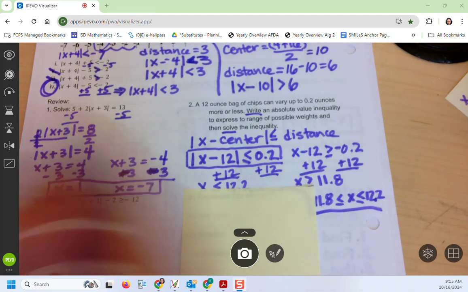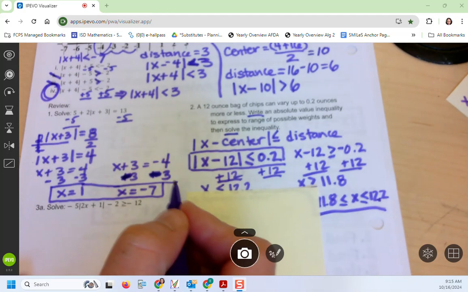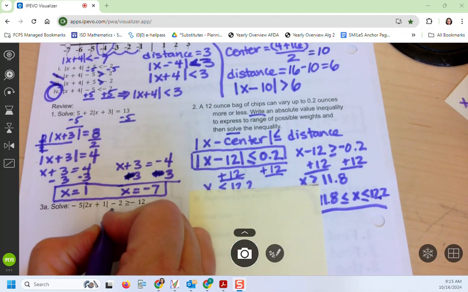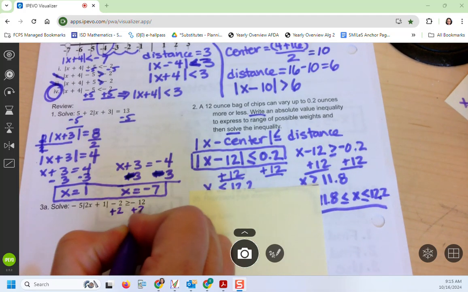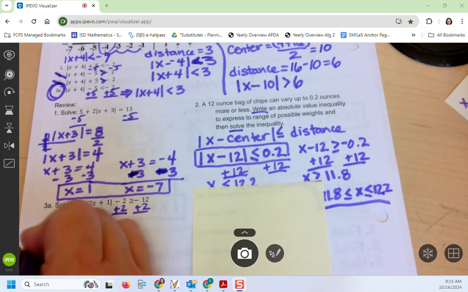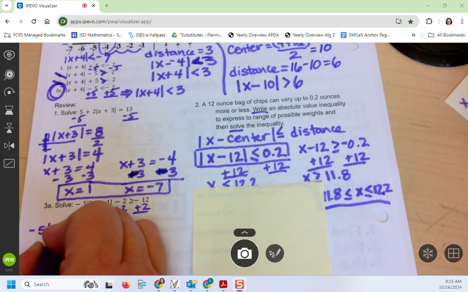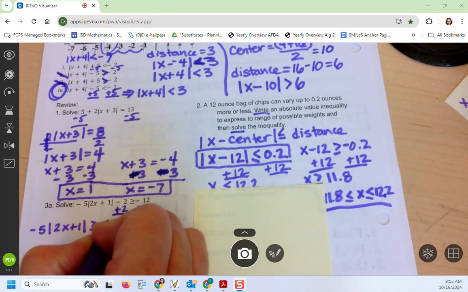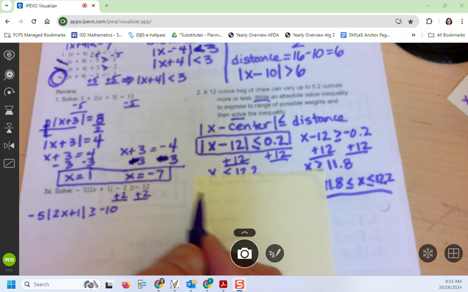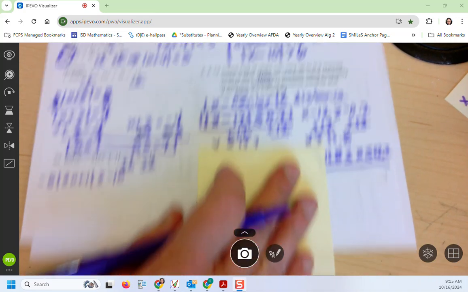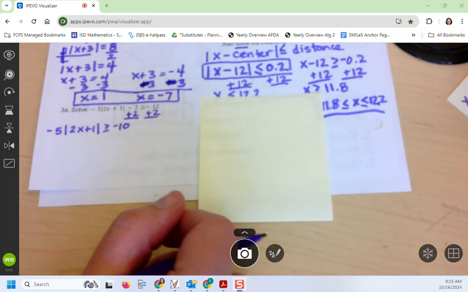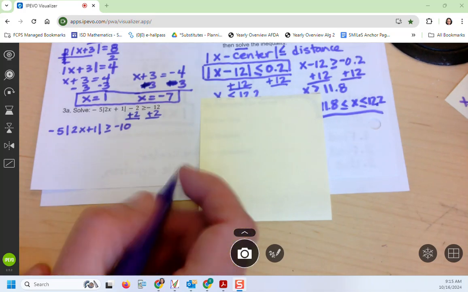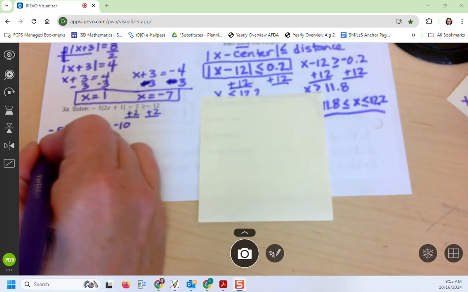So we have to get rid of the minus 2 first. So whenever there's something to add or subtract, that's what we're going to get rid of first. So I have to add 2 on both sides. So I have negative 5 absolute value 2x plus 1 greater than or equal to negative 10. Now I have a negative 5 that is multiplied by that absolute value. How do I undo multiplication? Division. So I'm going to divide both sides by negative 5.